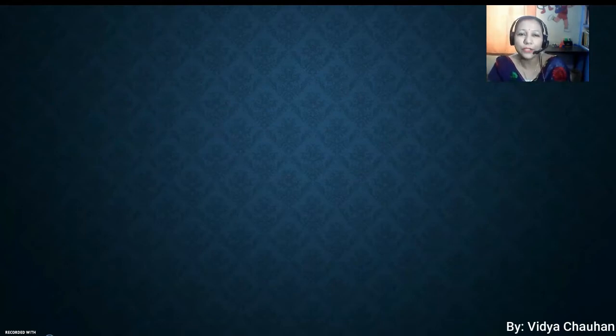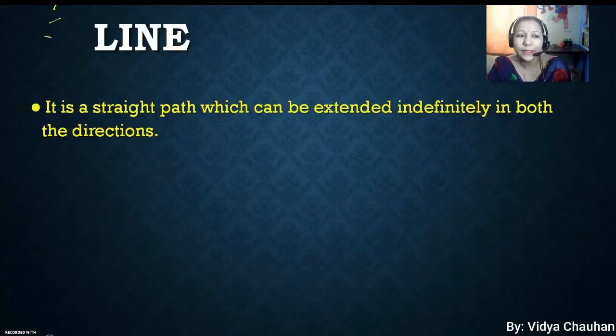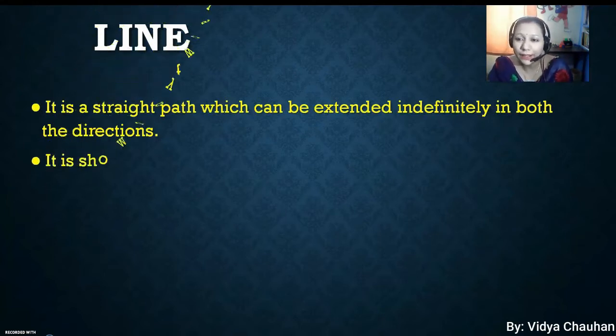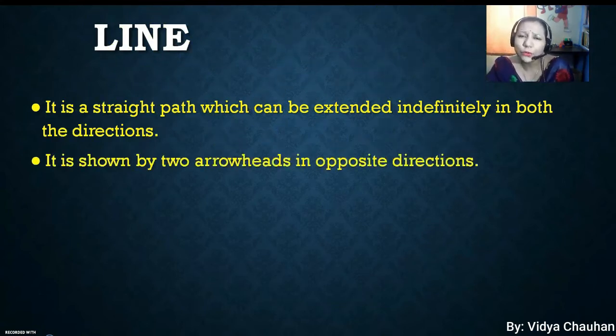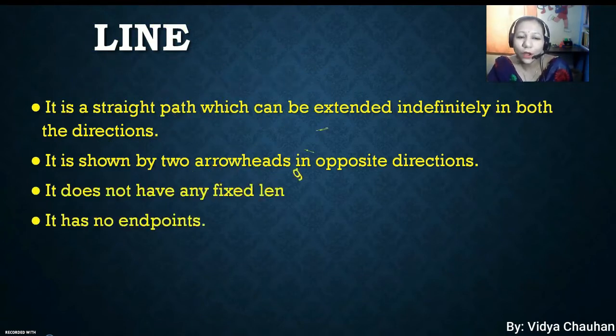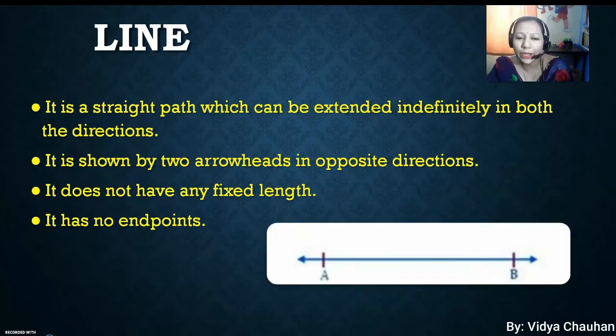The second topic which we are going to do is line. So next, let's discuss what a line is. It is a straight path which can be extended indefinitely in both directions. Indefinitely means you can extend it to your own choice. There is no fixed limit for a line. It is shown by 2 arrowheads in opposite directions. Also, it does not have any fixed length. That means you can extend it indefinitely, and it also has no end points.